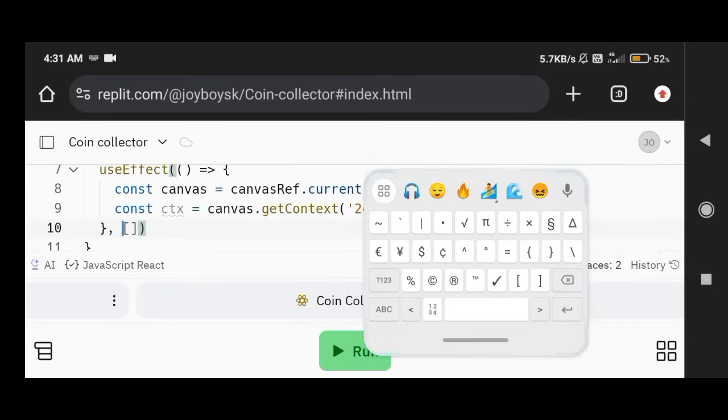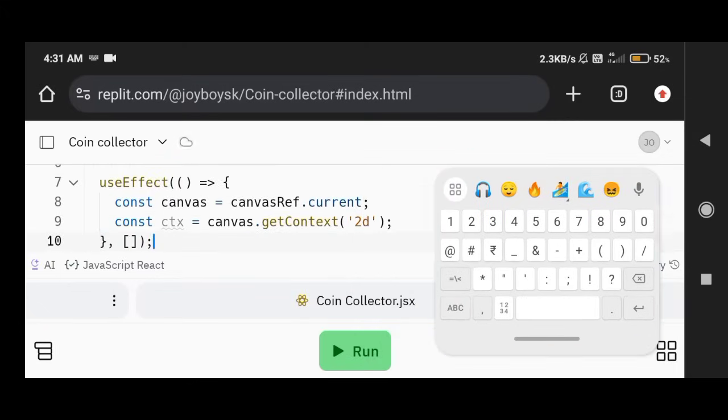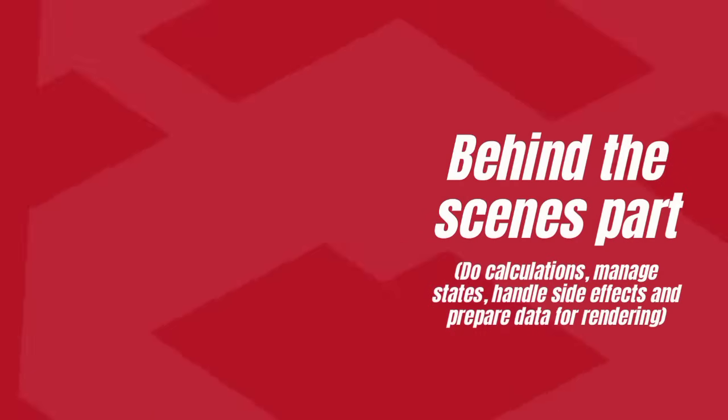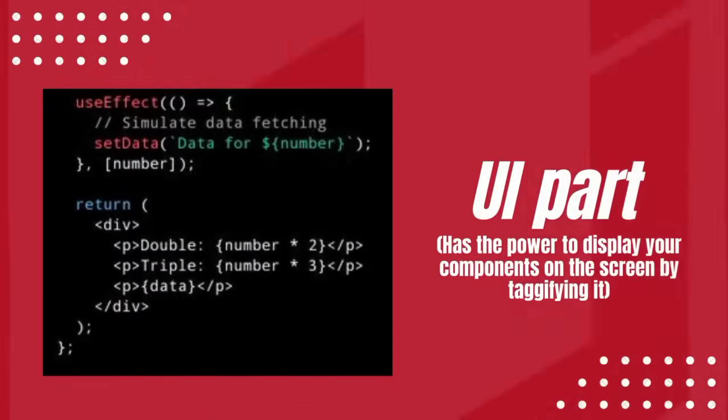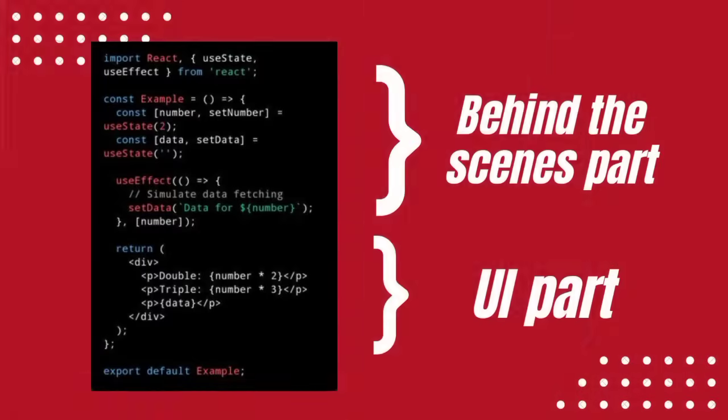After writing these 2 lines, let's go to the end of our code and write a return statement for the coin collector game. Because the code we've written until now manages calculations, manages states, handles side effects or prepares data for rendering, but does not actually appear on the screen. So, to make it happen, we'll write a return statement, which has the power to display your components on the screen by tagifying it. But before coming to what tagifying is, let's review what the DOM actually is.